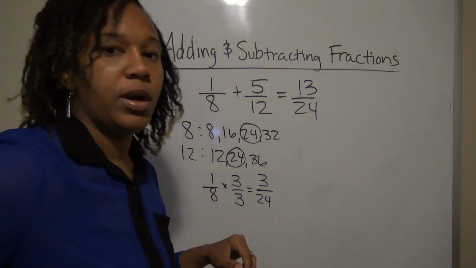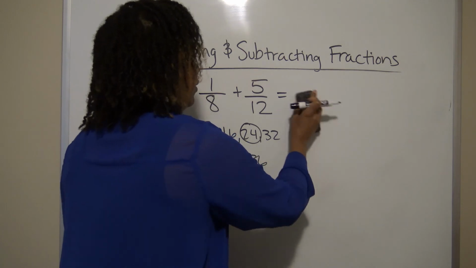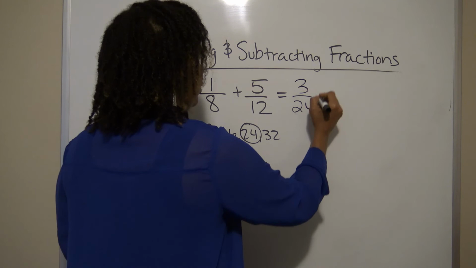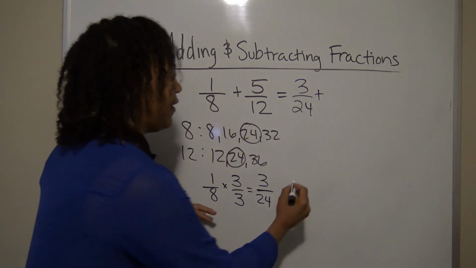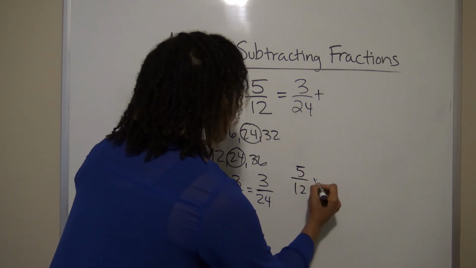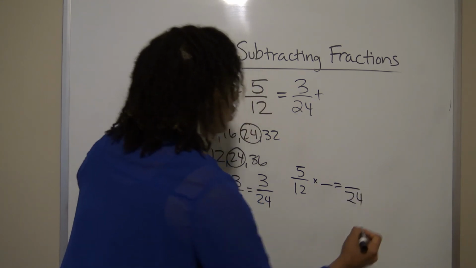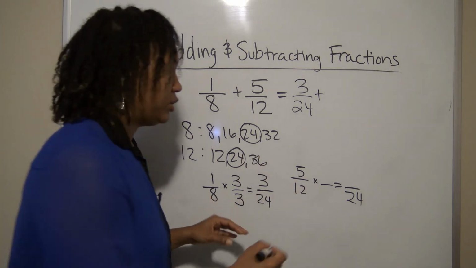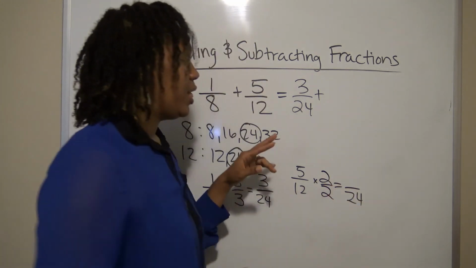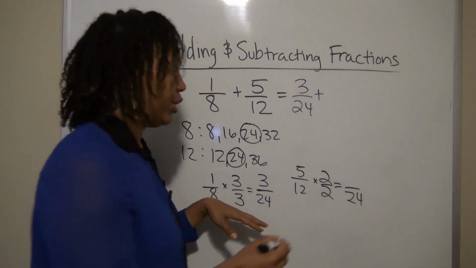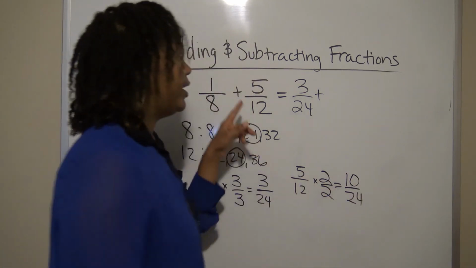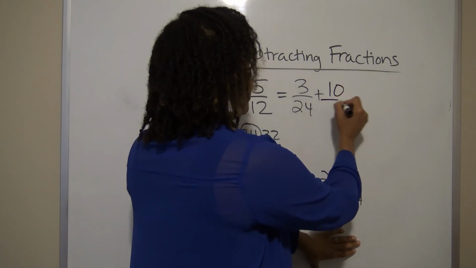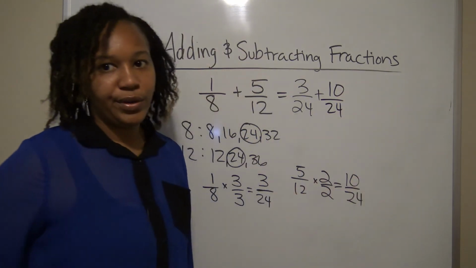I'm just going to erase this 13 over 24 first, and I'm going to rewrite 1/8 as 3 over 24. Now I need to make 5 over 12 have a denominator of 24. The question is, 12 times what will give me 24? 12 times 2. Whatever I multiply the denominator by, I also have to multiply the numerator by. So 5 times 2 is 10. So 5 twelfths is equivalent to 10 over 24, and I'm going to replace 5 twelfths with 10 over 24.